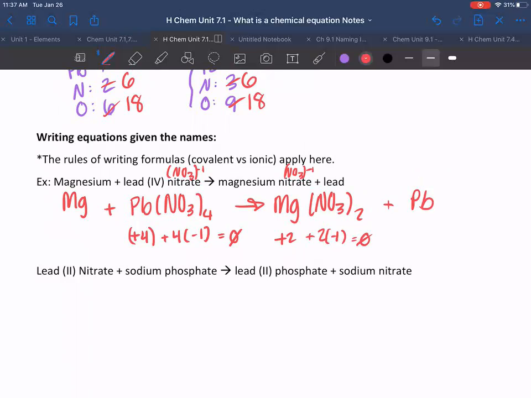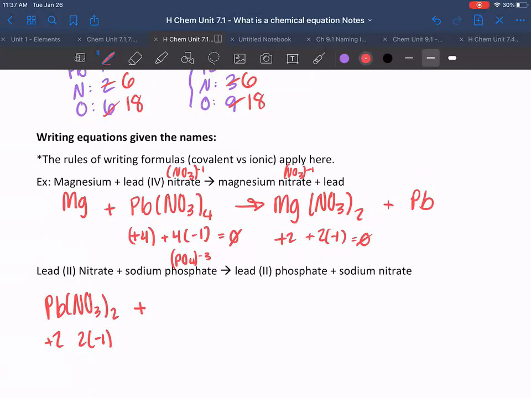So then for the next one, we have lead 2 nitrate. So we're still working with nitrate. What would be lead 2 nitrate's formula? Yes. So we have a +2 from lead and 2 times the -1 from nitrate. We're adding that to sodium phosphate. So now phosphate is PO4 -3. How would we write this one?